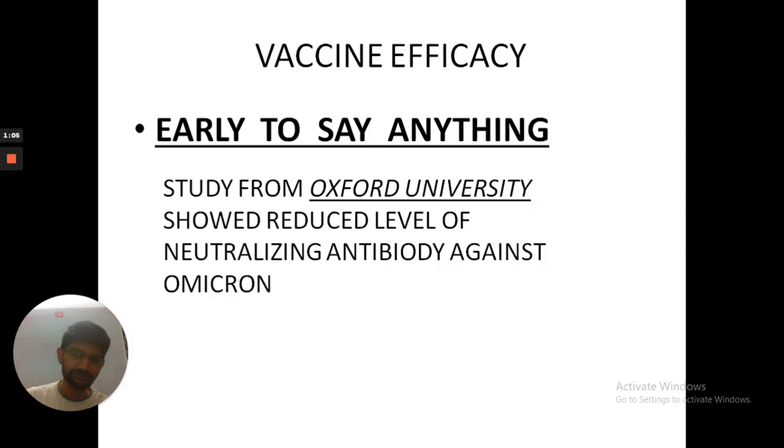Now, after studying the mutation, we need to study one more important topic, that is vaccine efficacy. It is very early to say anything about whether the vaccines and the antibodies produced from previous infection are efficient or not. But there is an important study which has come from Oxford University. What they have done is they have taken the serum from patients who are previously vaccinated, not infected, and they have mixed it with the Omicron variant. What they have seen is reduced levels of neutralizing antibodies produced against Omicron.